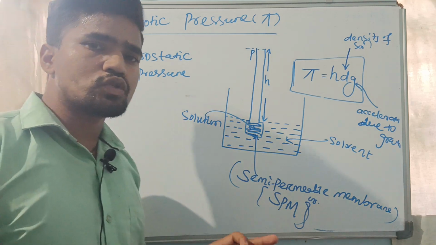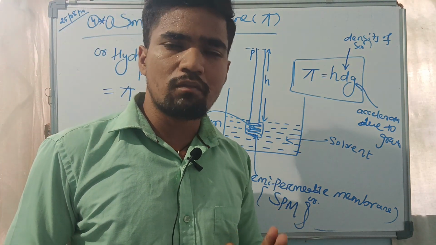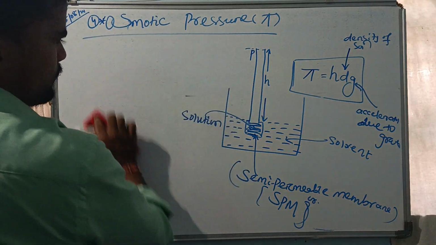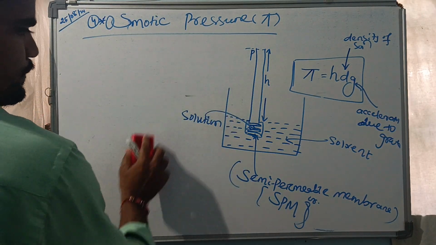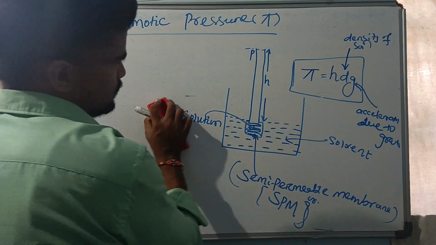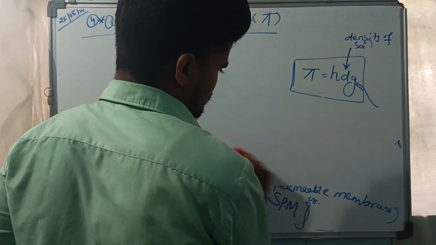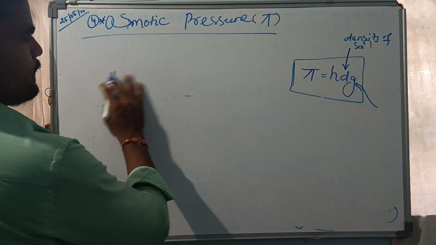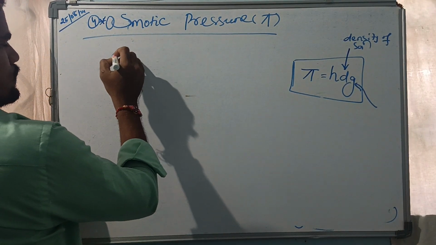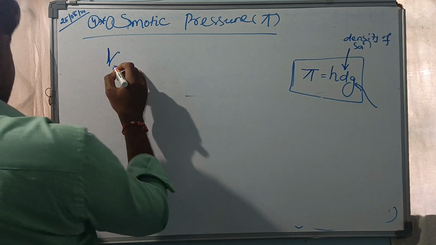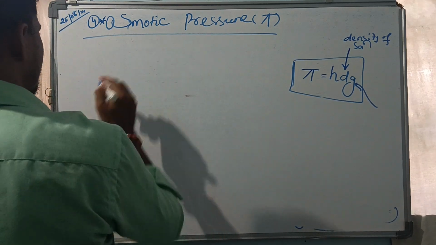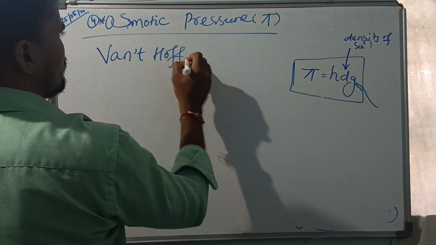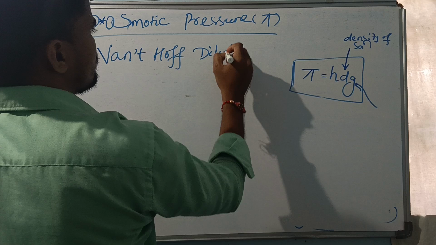And Van 't Hoff factor is also called what? It is applicable for abnormal colligative properties, right? So let's see. Now you can note down all these things. I am erasing because here is a small board. Van 't Hoff dilution law.